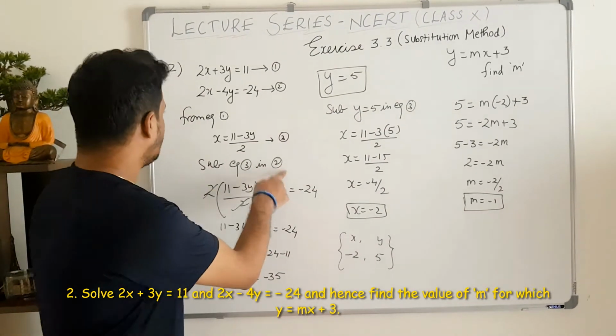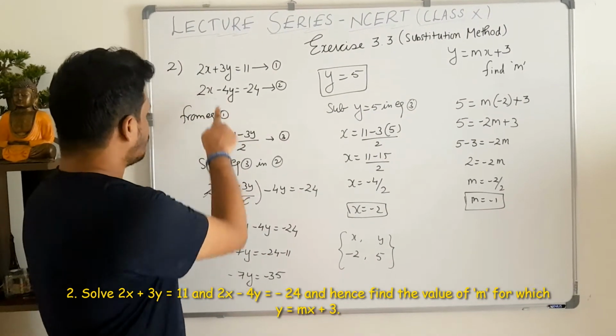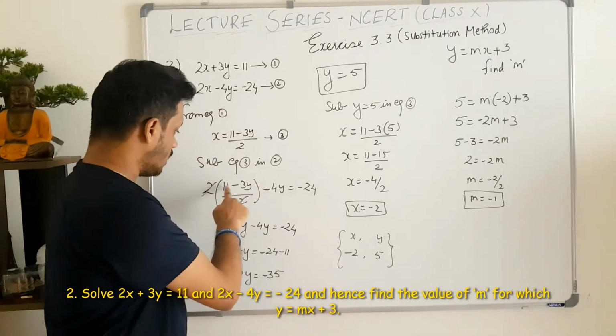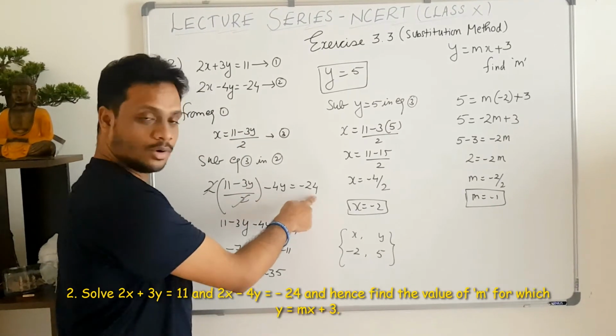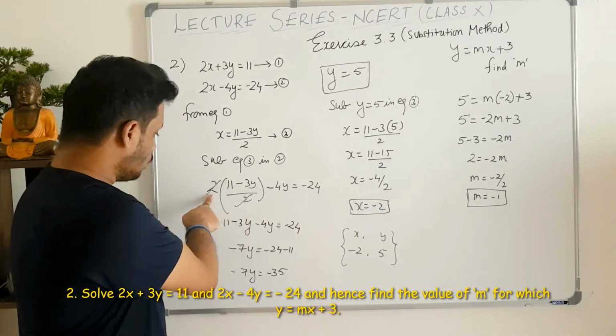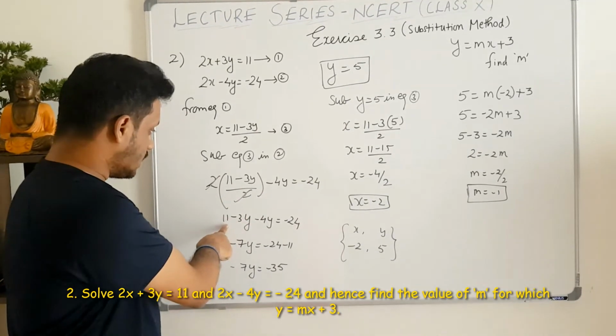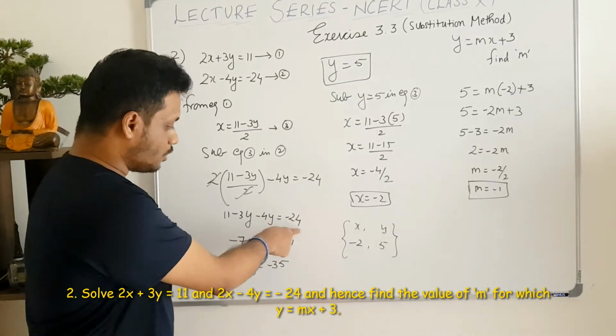So when I substitute it in, 2 remains as it is. In place of x I put (11 minus 3y) by 2. So (11 minus 3y) by 2 minus 4y is equal to minus 24. This 2 and 2 get cancelled away. So I will be left with 11 minus 3y minus 4y equal to minus 24.